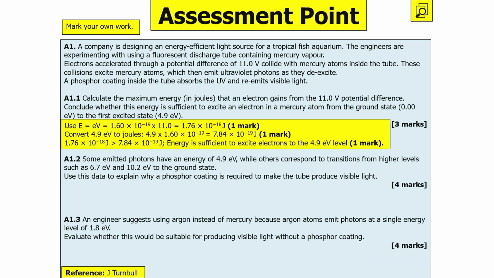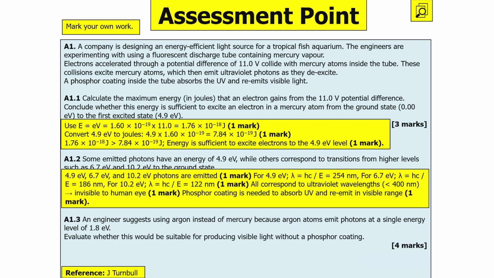Right, in our first one, we know that the value is equal to eV, so we convert our eV into joules. So we get 1.76 times 10 to the minus 18 joules. We then convert 4.9 eV into joules, so 7.84 times 10 to the minus 19 joules. 1.76 times 10 to the minus 18 is greater than 7.84 times 10 to the minus 19. So the energy is therefore sufficient to excite electrons to the 4.9 eV level.